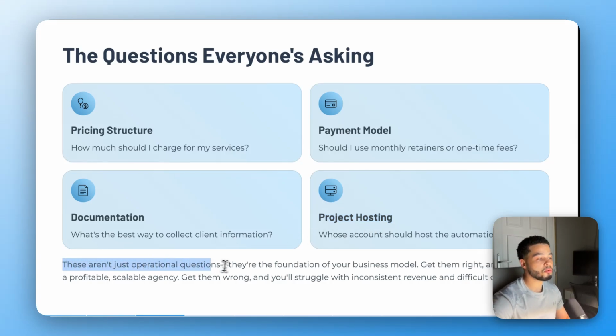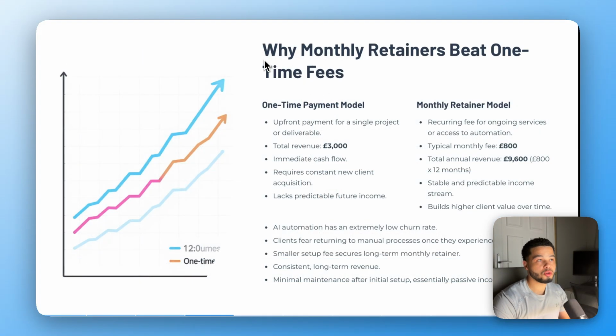And these aren't just operational questions. These are the foundation of your business model. If you get these right, you'll be able to build a profitable, scalable agency. But if you get them wrong, you'll struggle with inconsistent revenue and difficult clients. The biggest question, obviously the most important one, is monthly retainers or the one-time setup fee payment model.